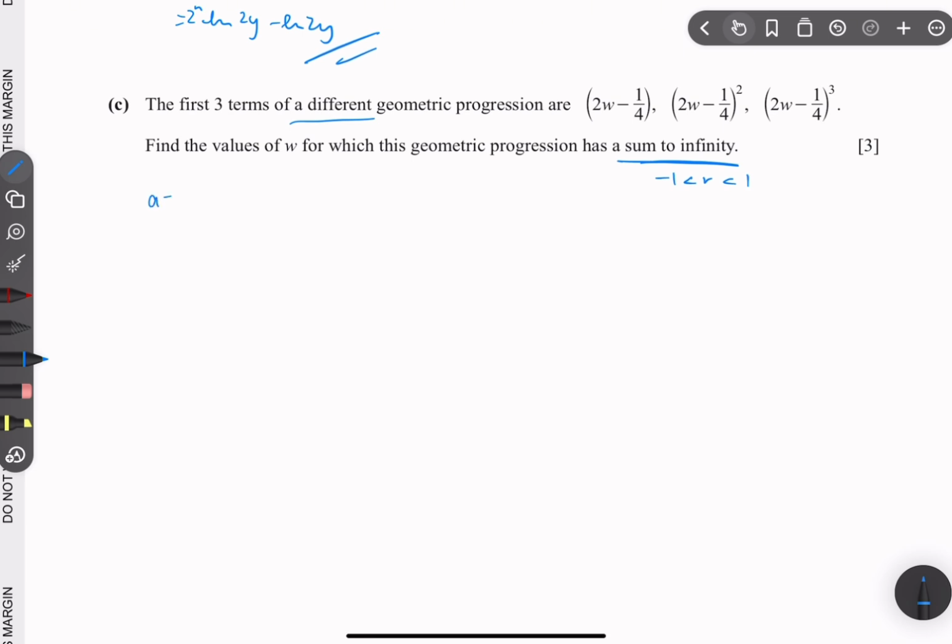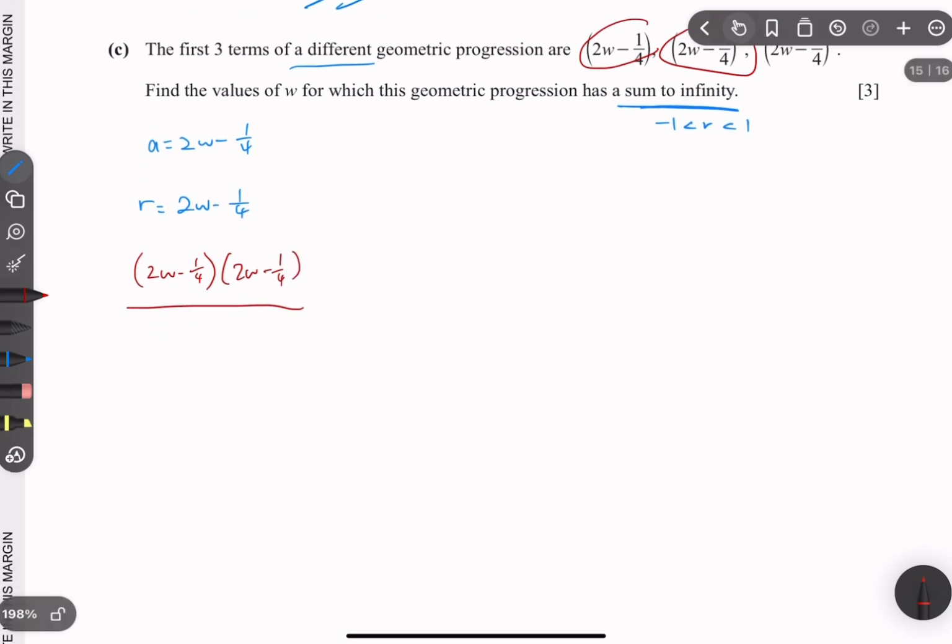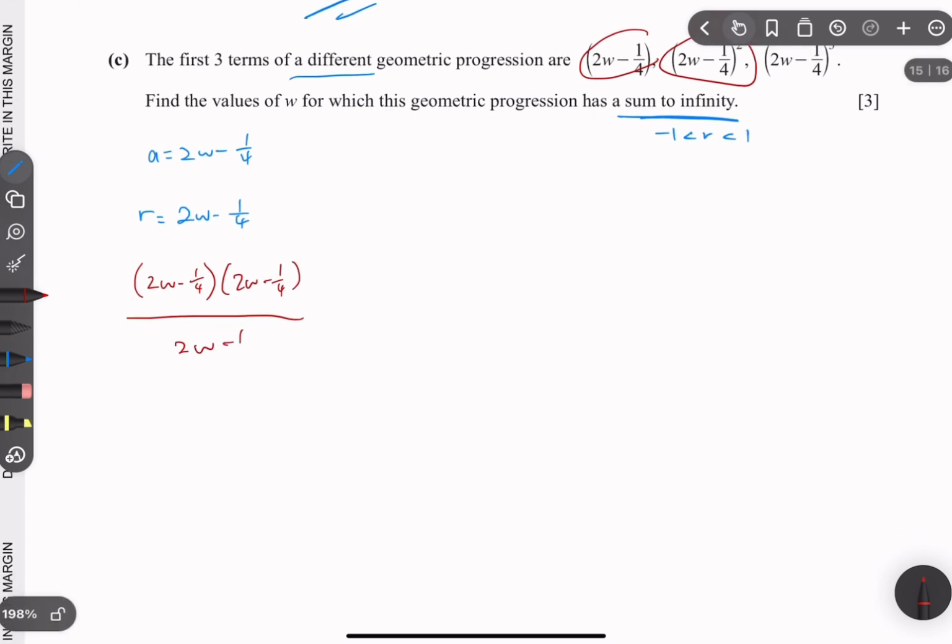And the a value is 2w minus 1/4 since it's the first term, and the ratio should be 2w minus 1/4 as well. And you can work this out as you take this divided by this. So I'll just show. So this is the expansion of the square. And since it's the same, you can cancel and you will be getting this. So this is the ratio.